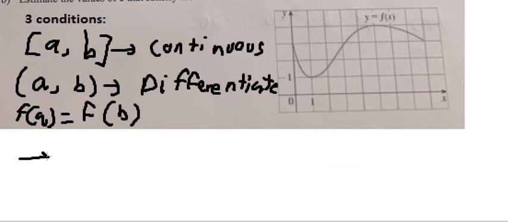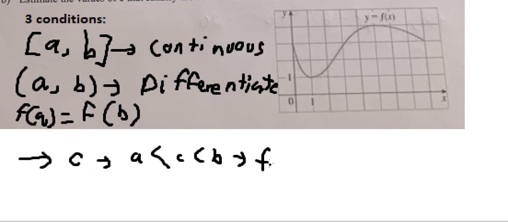Then we know that there should be a value of c, and c should be between a and b. So we will have the first derivative of the function at c equal to number 0.